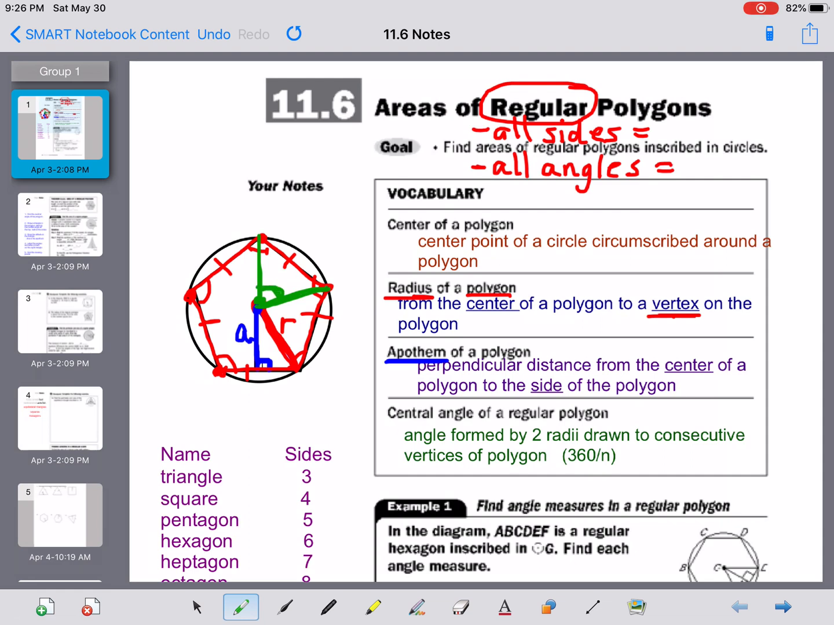And that's my central angle. Okay, so that one right down there, that's my central angle. Now, if you think about a pentagon, how many central angles could I draw?